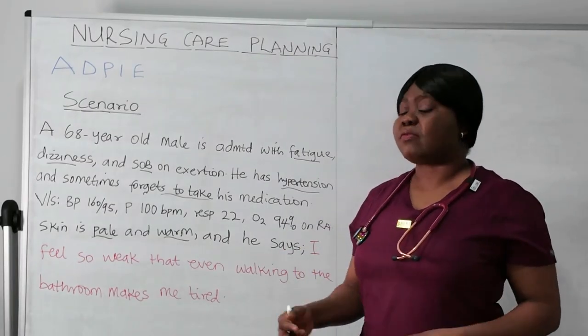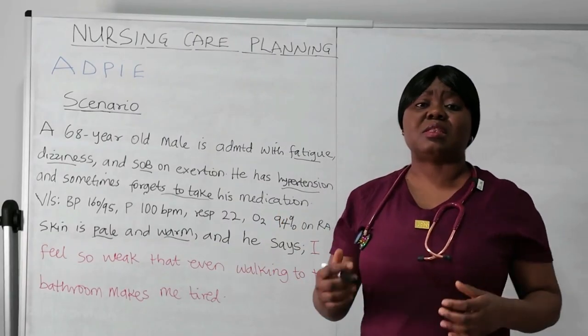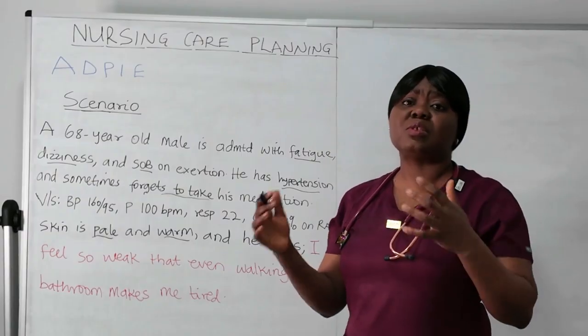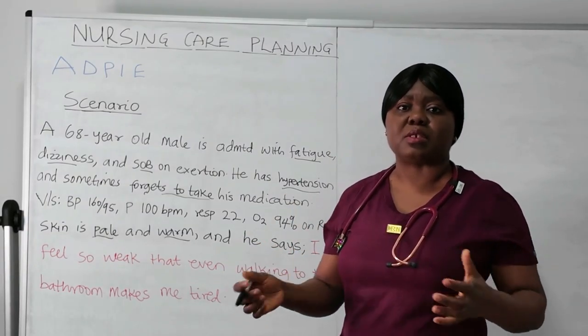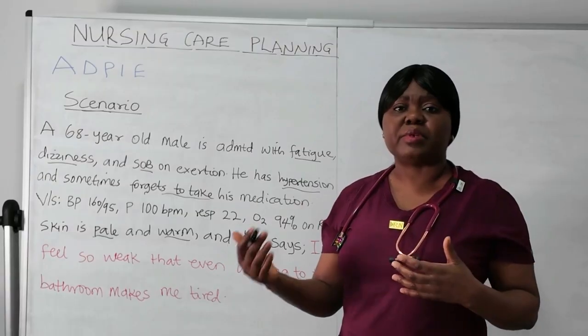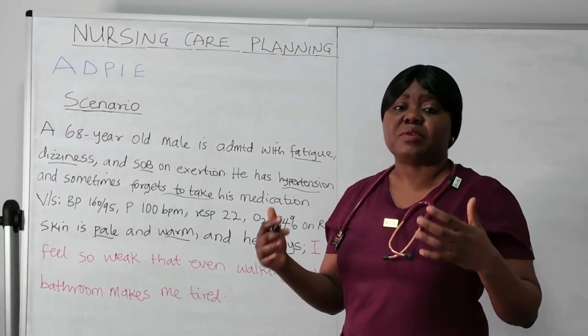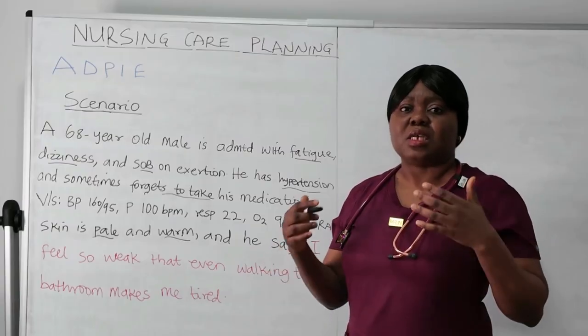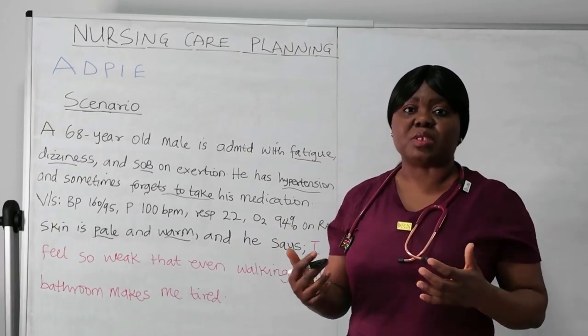Other subjective data from this case scenario can include fatigue, dizziness, shortness of breath on exertion. These are things that the patient will tell you. Even if you are thinking in your mind that this patient is short of breath because you see the way they are breathing, the way they are not comfortable, or you notice and feel that this patient is fatigued, it's better you get it from the patient, if they are alert and oriented and can communicate with you.